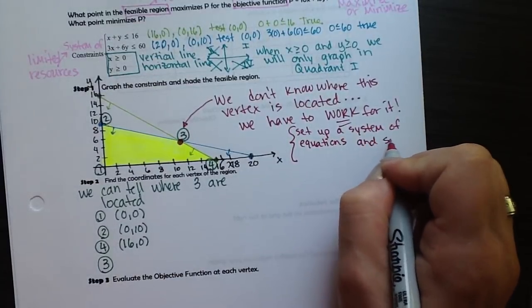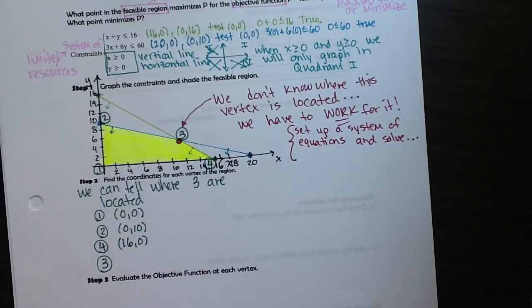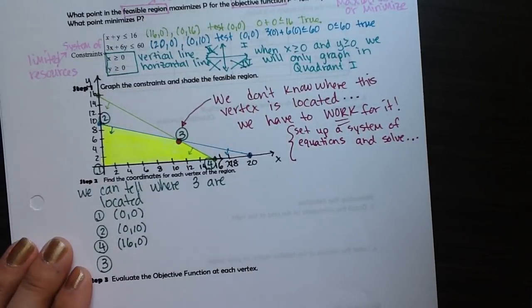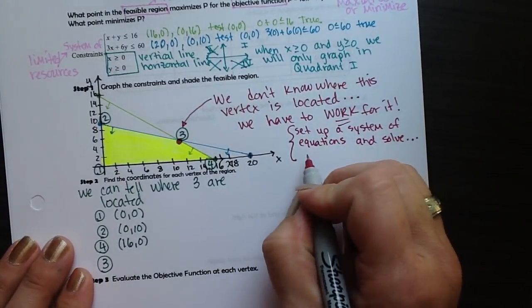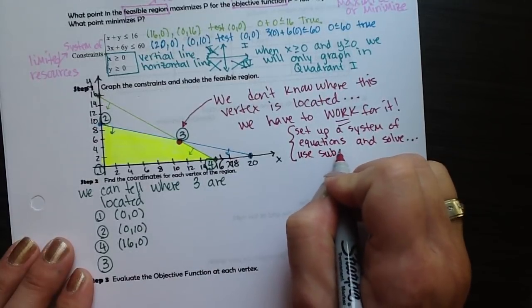And solve it. Now, we've learned a few ways to solve them. The first way was by graphing. The second way was by using linear regression on the calculator, which was also still graphing. And we also have learned substitution and elimination. Those are the two algebraic methods, so that's what we're going to do here. We will use substitution or elimination.